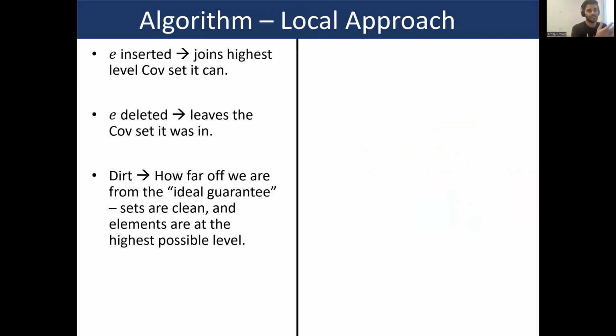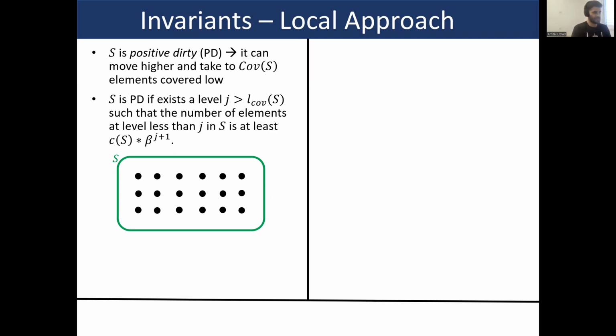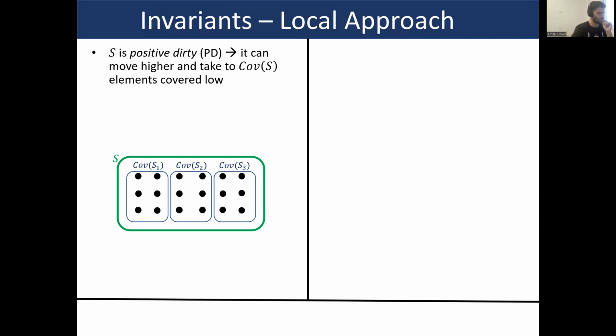Because if we have a set that is clean, and now we have deletions, the adversary deletes elements from a certain cov set, at some point it'll leave its clean range, right? Because cov S will be smaller and smaller. And then we can't offer the ideal guarantee, that sets are clean and the elements are at the highest possible level. So if a set gets dirty, we fix it as follows. We define two invariants, positive dirty and negative dirty. S will be called positive dirty if it can move higher and take cov S elements covered low. This is just the exact definition.